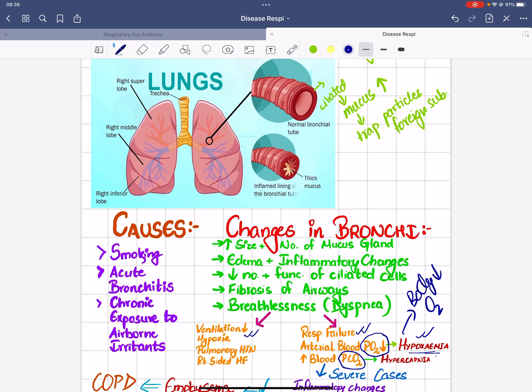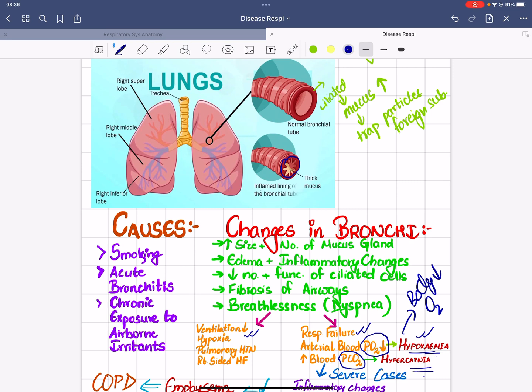Why? Because the lungs are unable to expel the carbon dioxide properly from the alveoli. Why? Due to the inflamed condition of the bronchi. And now hypercapnia results.